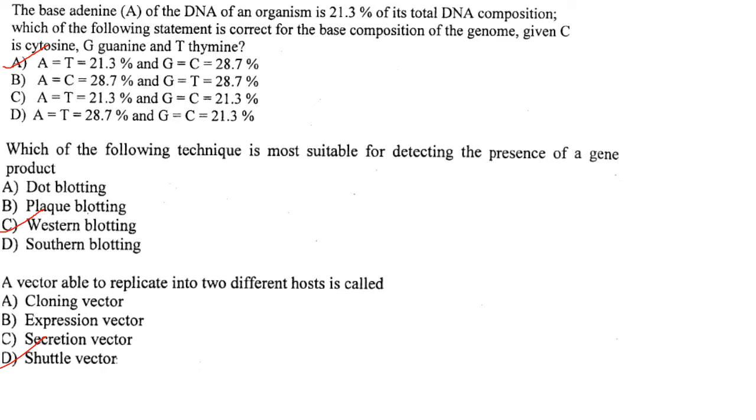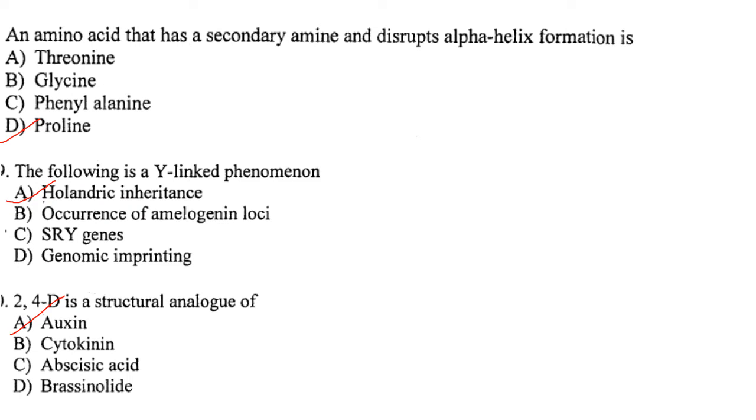Which of the following technique is most suitable for detecting the presence of a gene product, that is protein? Gene product is protein. So Western blotting is the most suitable technique. Then a vector able to replicate into two different hosts is called shuttle vector. Answer is option D. An amino acid that has a secondary amine and disrupts alpha helix formation is proline. Answer is option D. The following is a Y-linked phenomenon. It is Hollandric inheritance. Answer is option A.